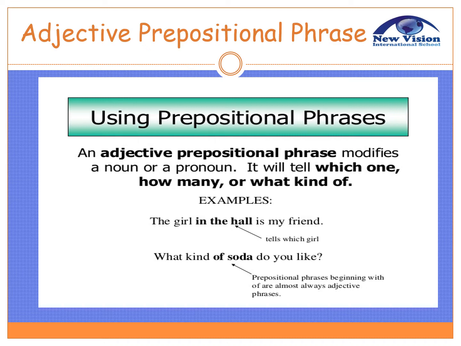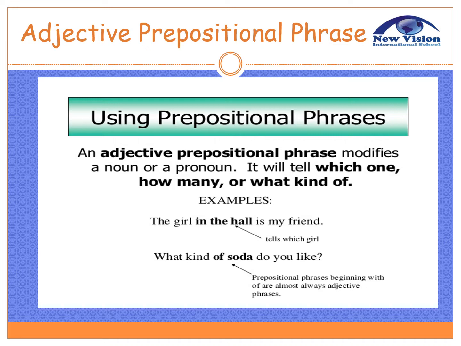As I have mentioned a while ago, a prepositional phrase functions in the sentence in two ways. It can be an adjective or an adverb. Looking at this slide, an adjective prepositional phrase modifies a noun or a pronoun. It will tell you which one, how many, or what kind of.